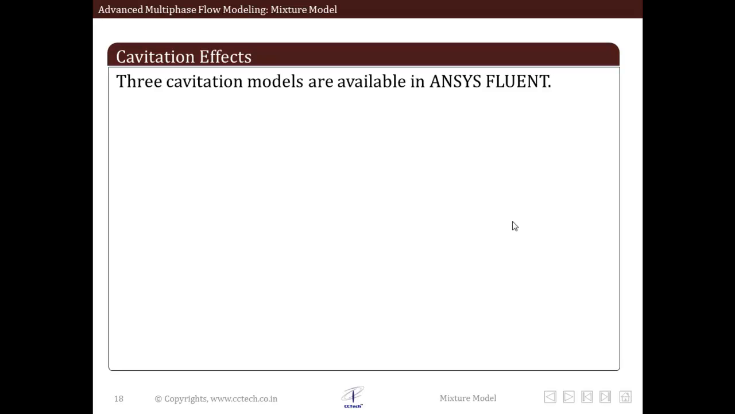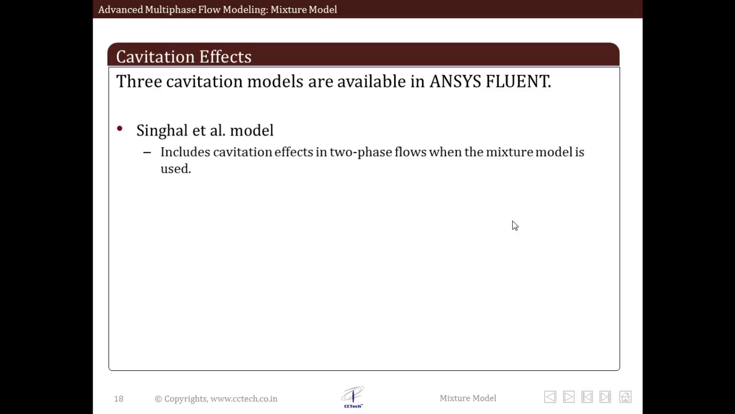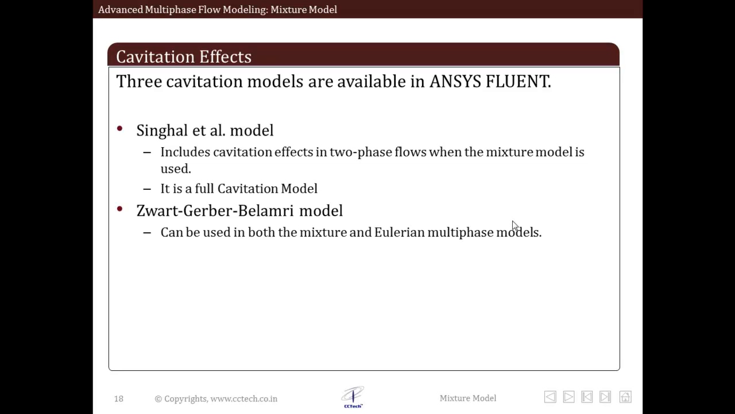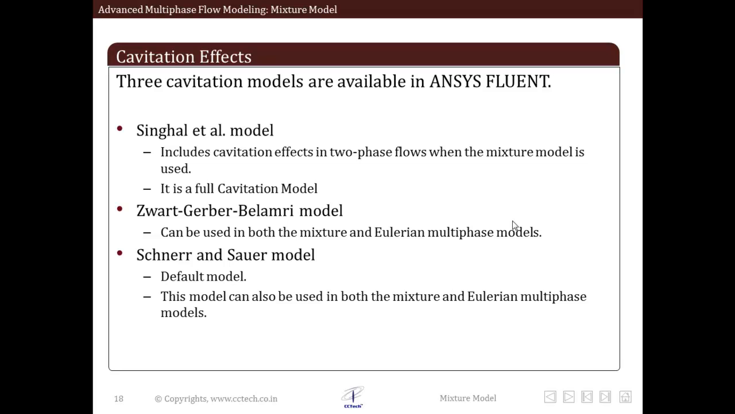There are three cavitation models available in Fluent. First is the singhal et al. model. This includes cavitation effects in two-phase flows when the mixture model is used. This is a full cavitation model, that is, it models cavitation considering all the factors. The next is the Zwart-Gerber-Belamri model. This can be used in both Eulerian as well as mixture multiphase models. Third is the Schnerr and Sauer model. This is the default model. This model can also be used along with both the mixture and the Eulerian multiphase models.